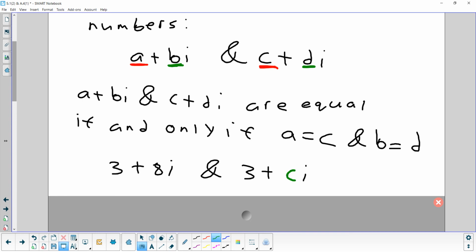If I did something like this, you say, well, are those the same? Because the 3's are the same. No, they're not the same. Are they partially the same? Well, the real parts are, but the imaginary parts are not. So this is all or nothing. They either both have to be the same, and if that's not true, then they're not equal.